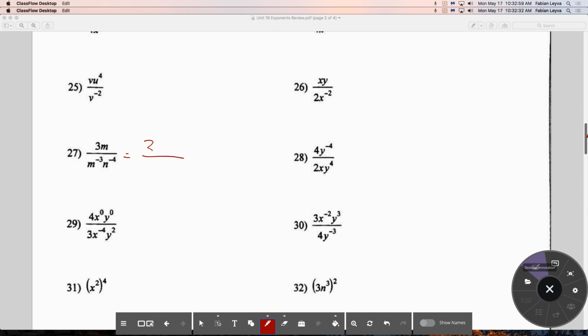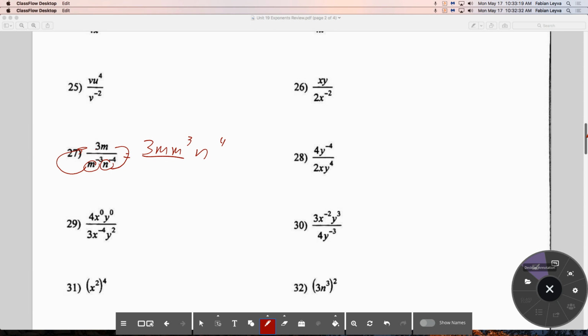Notice that this 3 has a positive exponent, this m has a positive exponent. This m has a negative exponent, so I'm going to move it to the top. Here I go, I moved it to the top. The action of moving it makes that exponent a positive. Now we do the same thing to the n. The action of moving it makes it a positive.